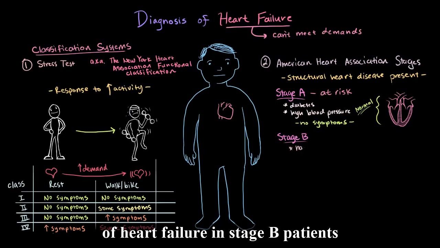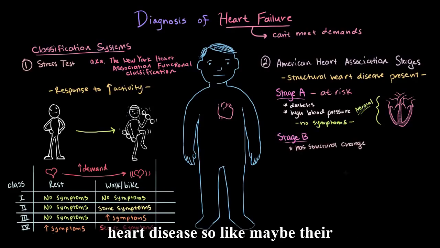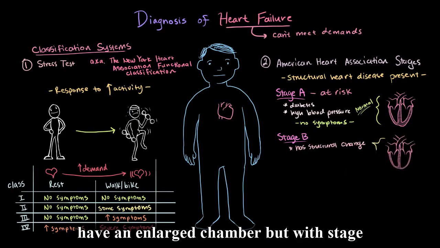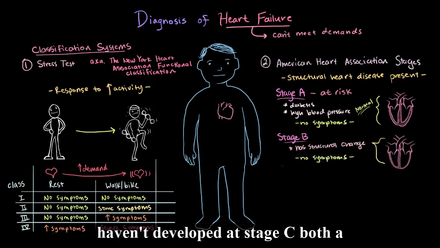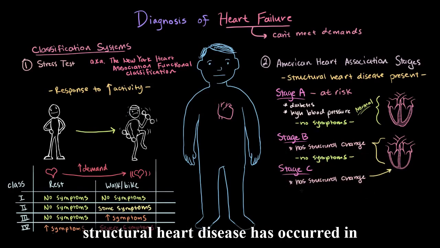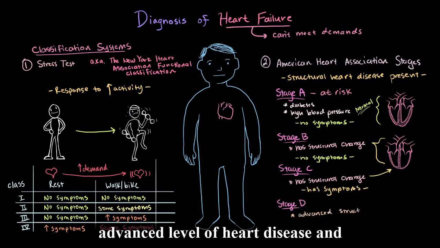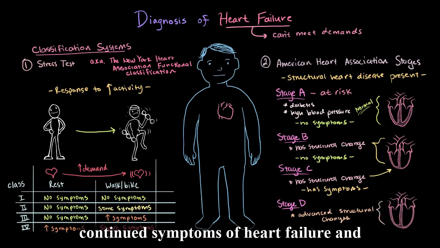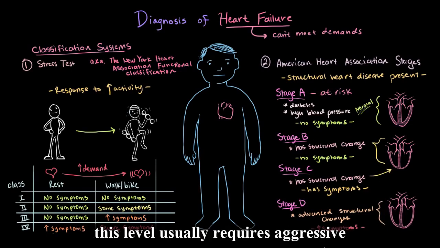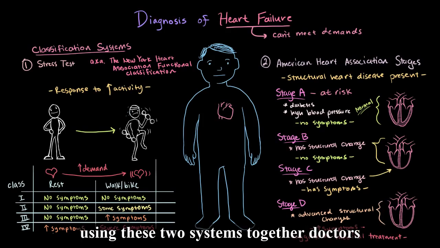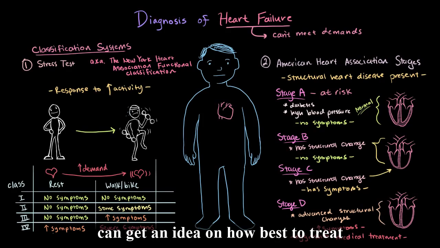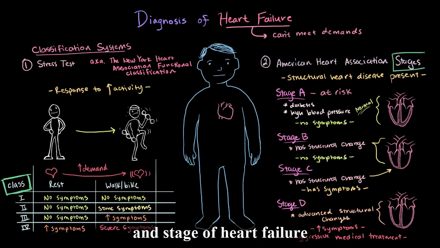In stage B, patients have some sort of measurable structural heart disease. So like maybe their ejection fraction is lowered or they have an enlarged chamber. But with stage B, symptoms of heart failure still haven't developed. At stage C, both a structural heart disease has occurred and symptoms of heart failure are present. And finally, stage D indicates an advanced level of heart disease and continued symptoms of heart failure. And this level usually requires aggressive medical therapy and intervention. So using these two systems together, doctors can get an idea on how best to treat each patient based on both their class and stage of heart failure.